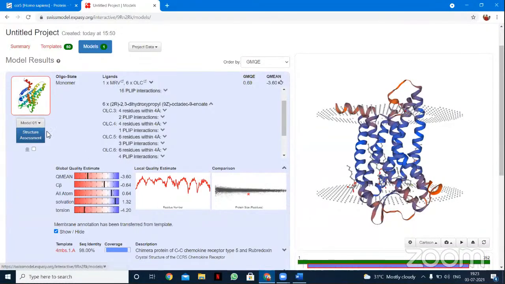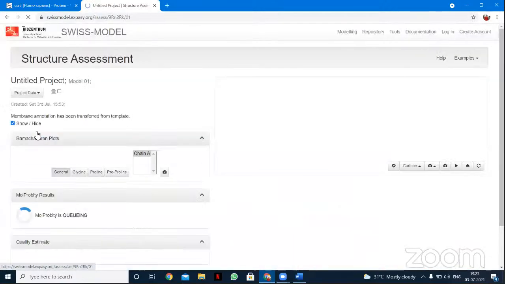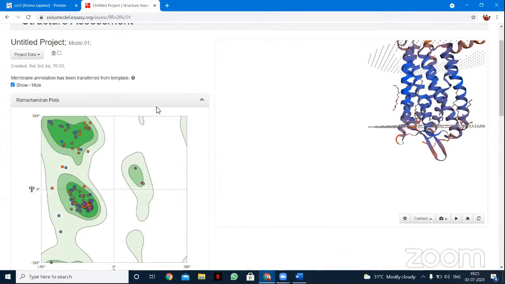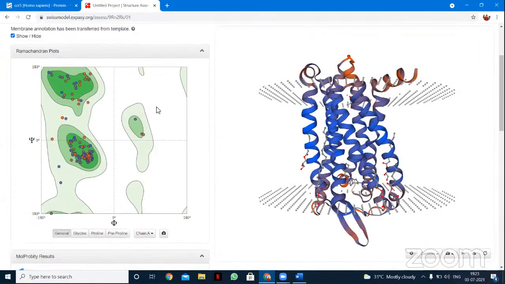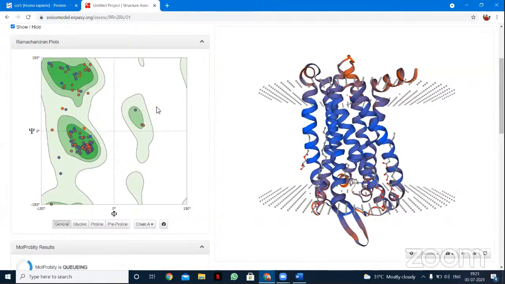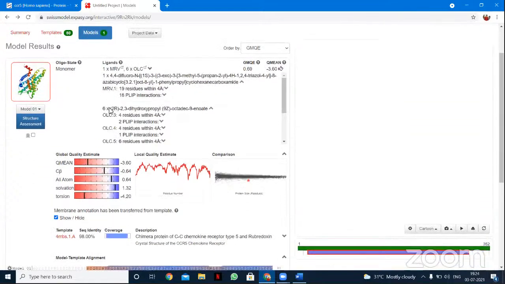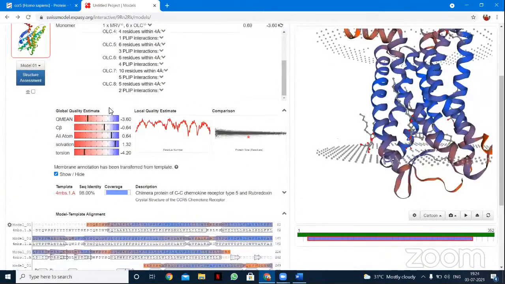Okay, click on the structure assessment. Below is the Ramachandran plot. So what is Ramachandran plot? I will explain it to you very shortly. Go back, and come a little bit down.